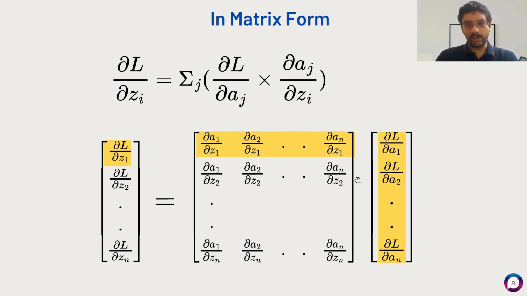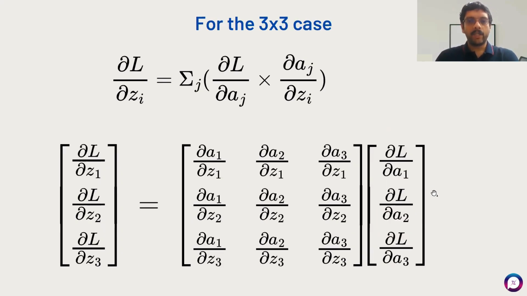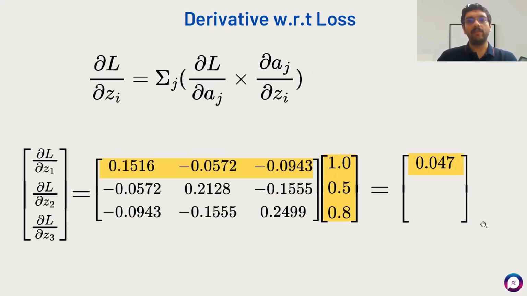You do the same with respect to Z2, Z3, and so on, all the way down to Zn. And so that allows us to use matrix operations to get this, right? So for a three-dimensional example, the 3 by 3 case we looked at, same thing, but now I've reduced it into a 3 by 3 matrix and same operation, right? So let's do an example.